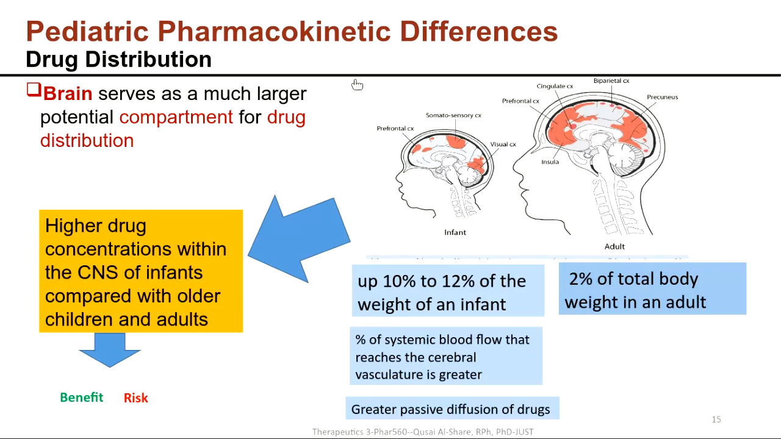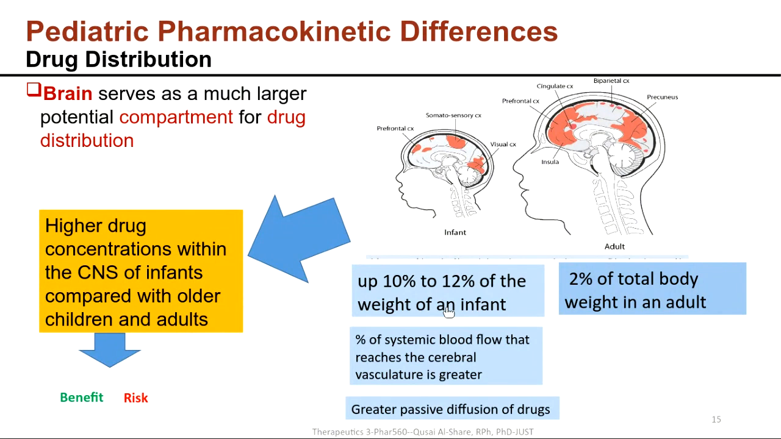On the right-hand side, this is an infant brain, up to 10 to 12% of the weight of an infant. If we take the relative weight of a brain in an infant and compare it to an adult, as adults the brain constitutes only 2% of our total body weight, while in children it's about 10 to 12%. The percentage of systemic blood flow that reaches the cerebral vasculature is also greater in infants, so they have better perfusion to brain tissue or cells. Greater passive diffusion of drugs.